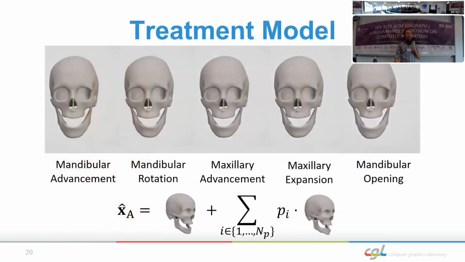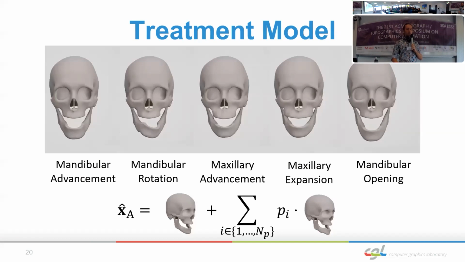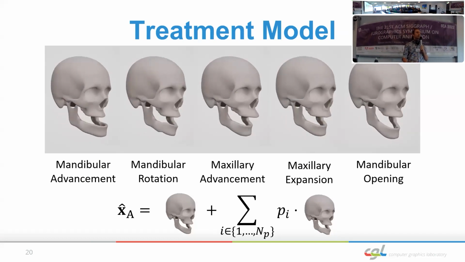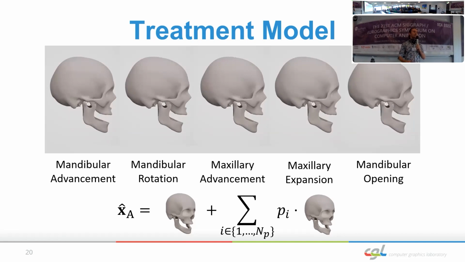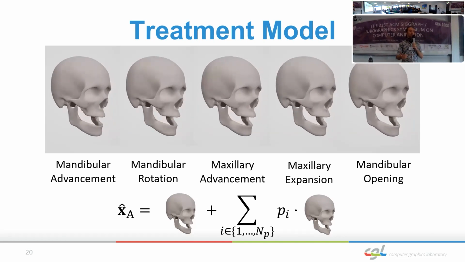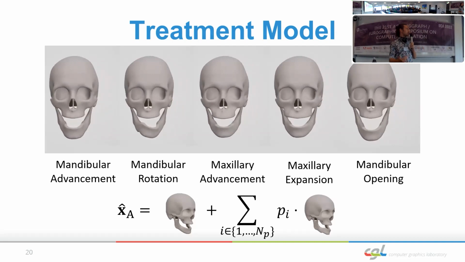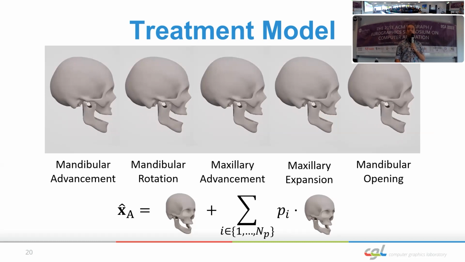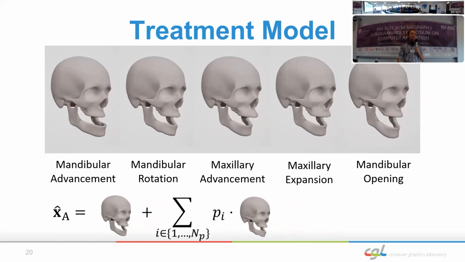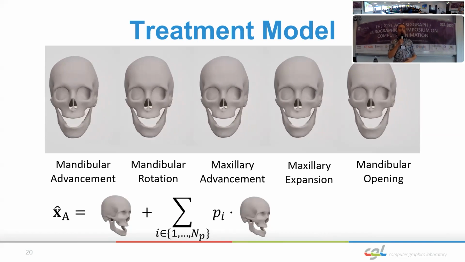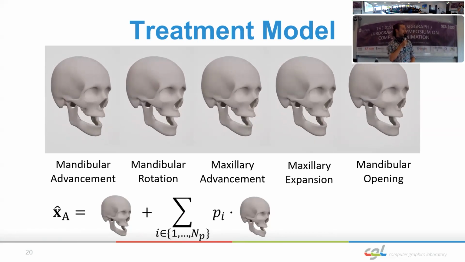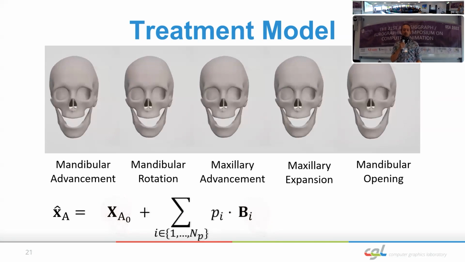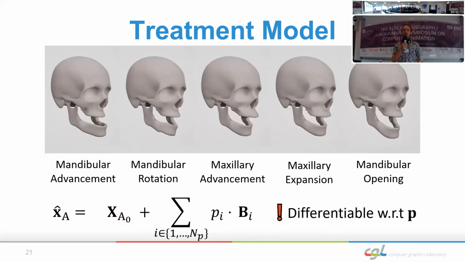We set up a blend shape model for this, where using a surgeon's supervision, we have authored several meshes that correspond to the usually seen clinical deformations of the skull. And this allows us to combine them in a way that yields a post-treatment skull for a combination of these parameters. But I'd like to stress that our treatment model is not a critical part of our work. And in fact, it can be replaced with other models. What's critical is that it is differentiable with respect to the parameters.